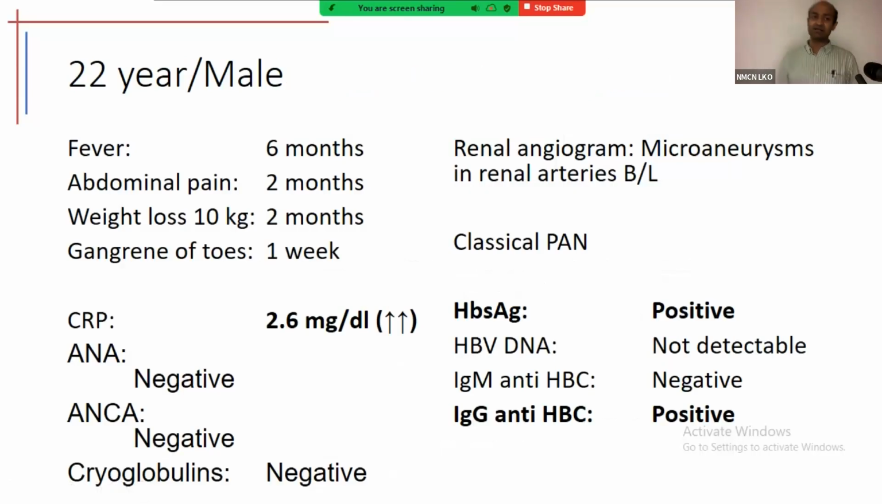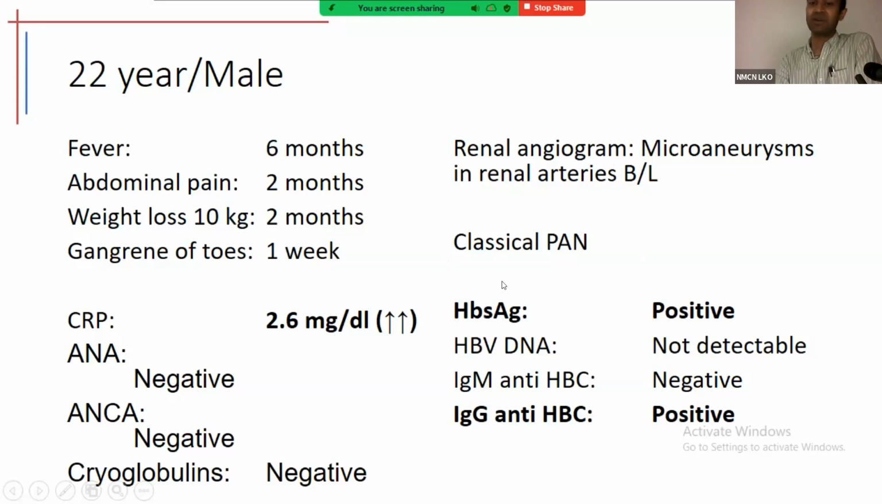The next case is a 22-year-old male who has fever for 6 months, abdominal pain for the last 2 months, weight loss of 10 kgs in the last 2 months, gangrene of the toes for a week, and he has a high CRP. His ANA and ANCA are negative, cryoglobulins are negative, and the renal angiogram is showing microaneurysms in renal arteries bilaterally. So a textbook case of classical PAN, I think everyone will agree.